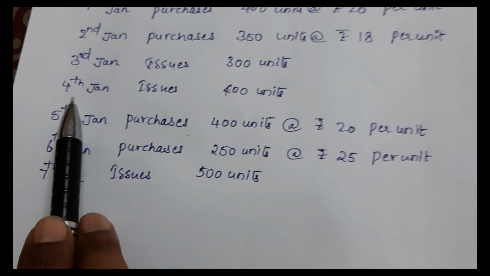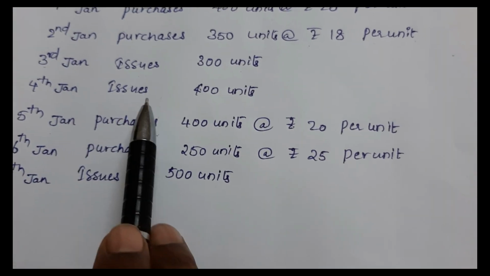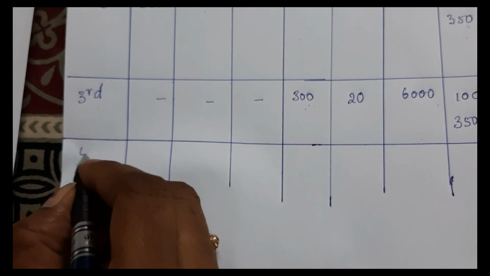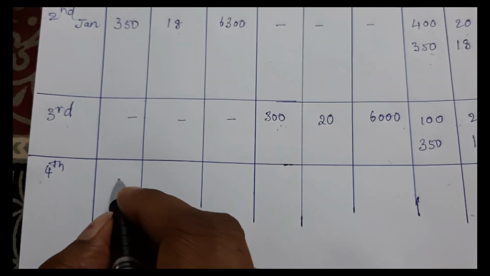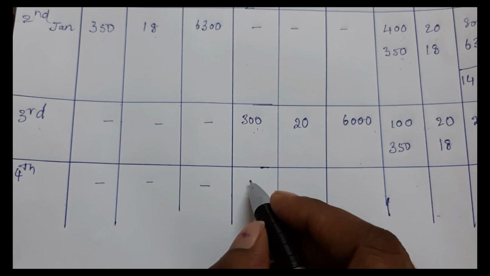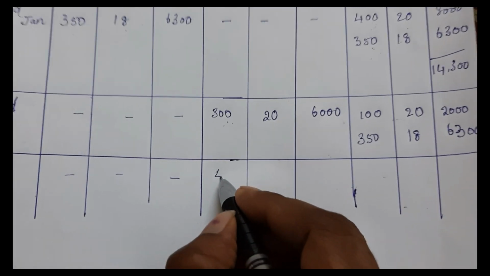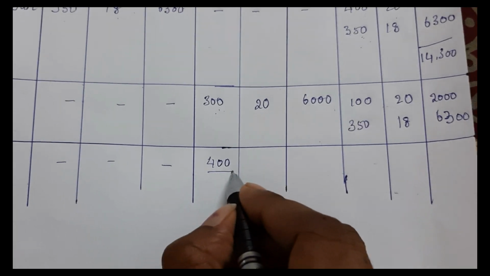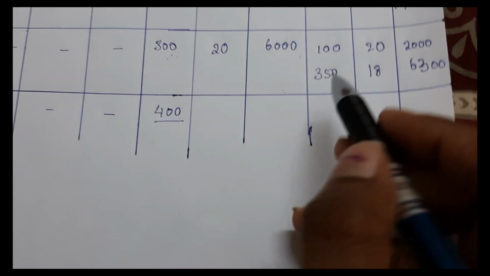We will see the fourth transaction. On 4th January, issues 400 units. So this has to be written in stores ledger account. On 4th January no receipts were made, so put the blank in receipts column. And under issues, 400 units. So how will we issue this 400 units?